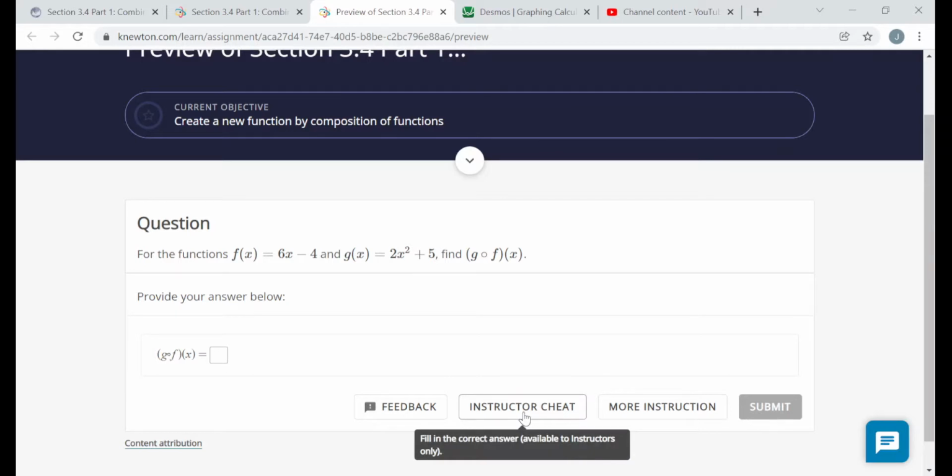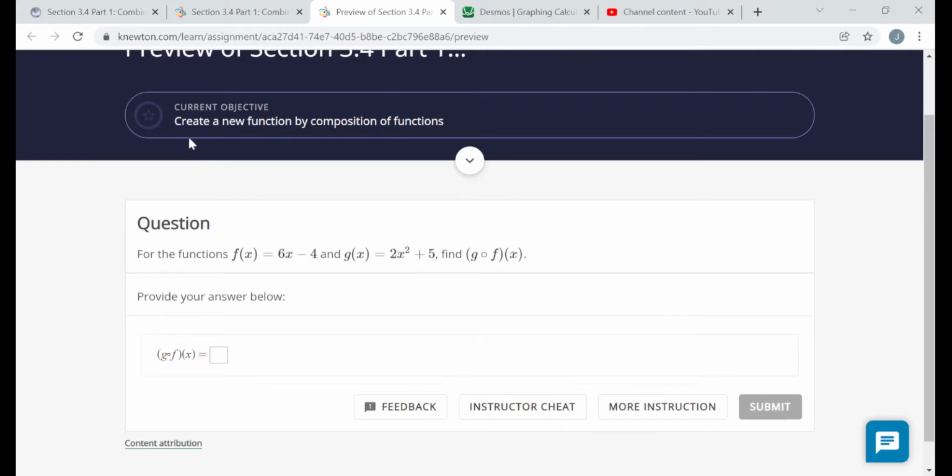You will not have this instructor cheat button. It's for instructors only. But you will have the more instruction button. Click on this if you're ever struggling with a topic, and you'll be sent to a page with some reading or some videos or both, and then you'll be given questions related to that instruction. That'll hopefully help you get through the assignment.